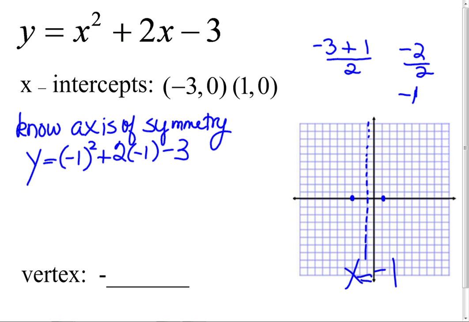Some of you will like to do it that way. So, omitting this line, you take your x value. What's your x value, Cole? It's over there. It's negative 1.